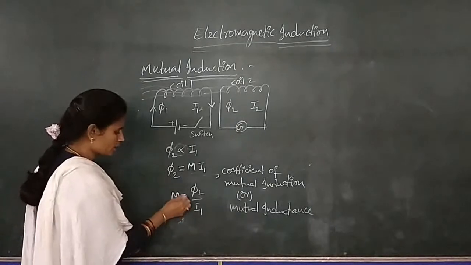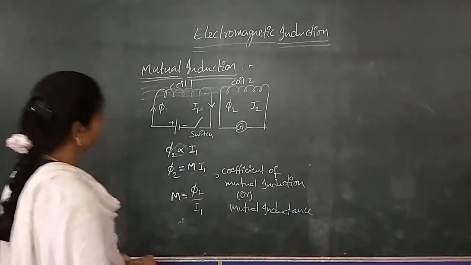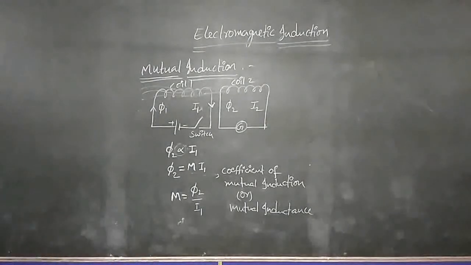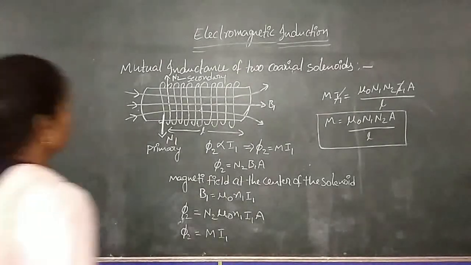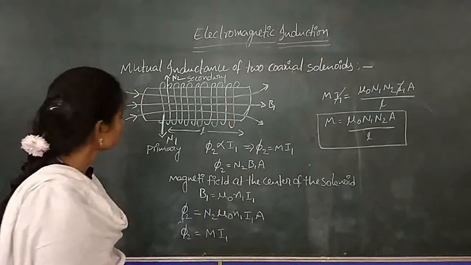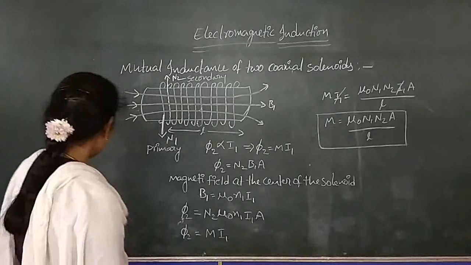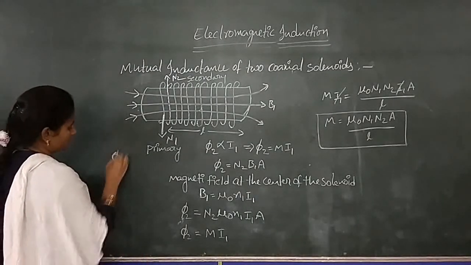Here M is equal to phi2 by I1. Okay, the next one is mutual induction of two coaxial solenoids. Here phi is directly proportional to I.